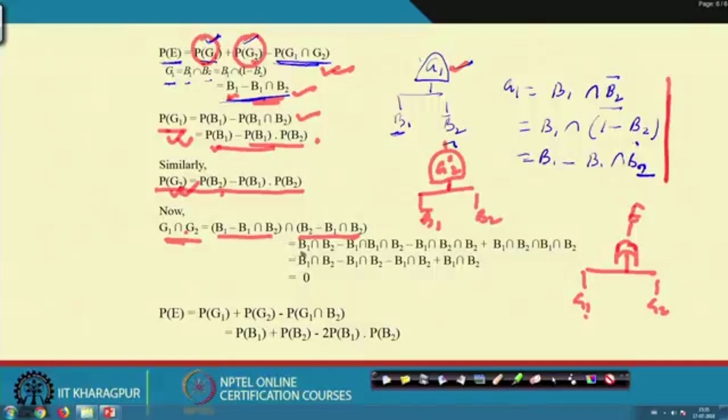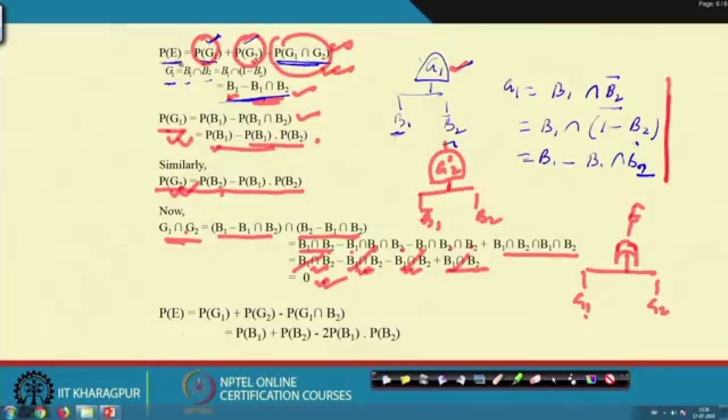B1 B2, then B1 B1 B2, minus B1 B2 B2, plus B1 intersection B2, B1 intersection B2 again. Now, B1 B1 B2 is nothing but B1 intersection B2. Then B1 B2 B2 is nothing but B1 intersection B2, and this also is nothing but B1 intersection B2. So, the B1 intersection B2 terms cancel out, giving you 0. So, this particular part will become 0.